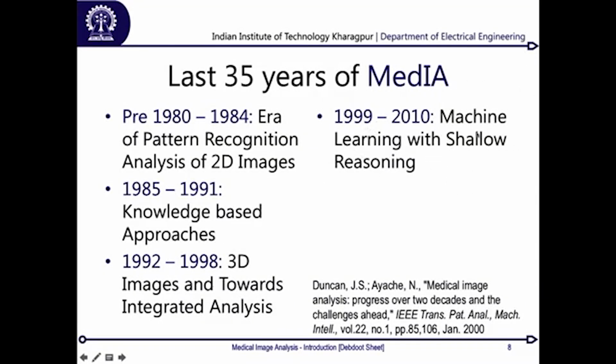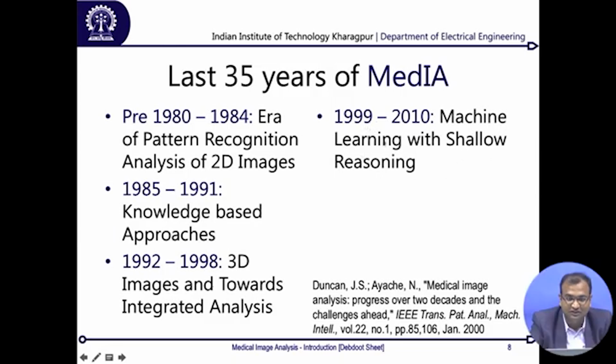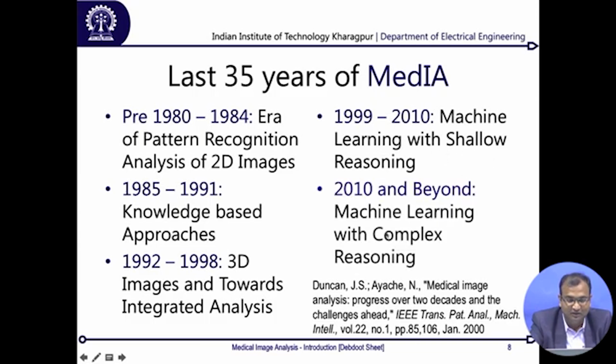So from 99 till 2010 was the era of shallow reasoning with machine learning, and that's when again you got a lot of compute power, with your Pentium processors, and then the Core i family of processors from Intel coming in, which really helped in this whole development. And from 2010 and beyond, what happened was a real boom in the field of neural networks and how deep learning was coming up, and that's when complex reasoning started figuring in.